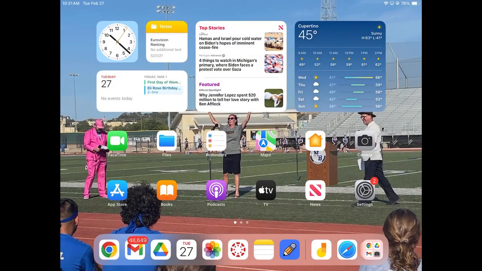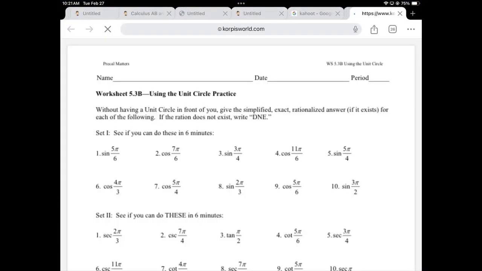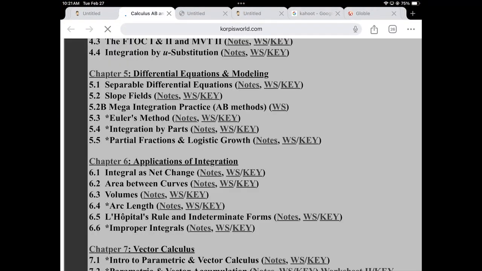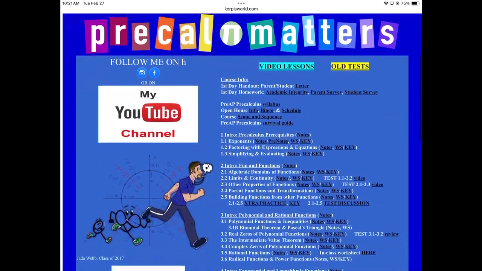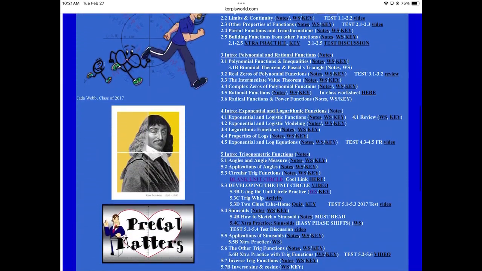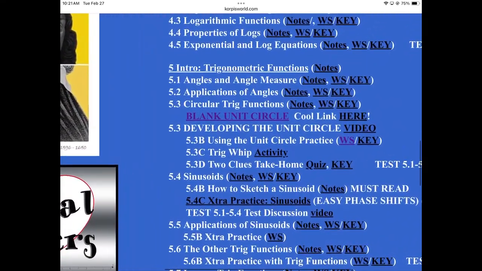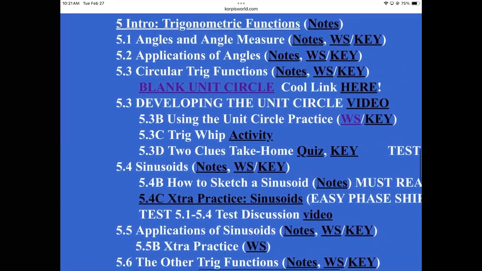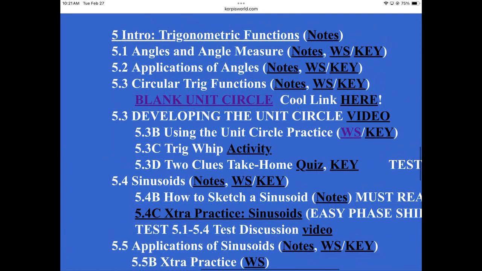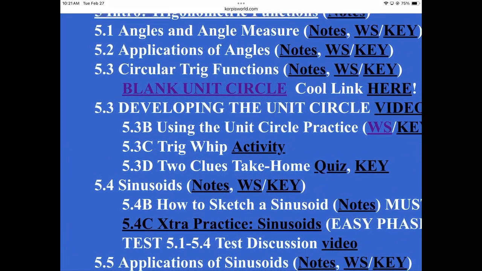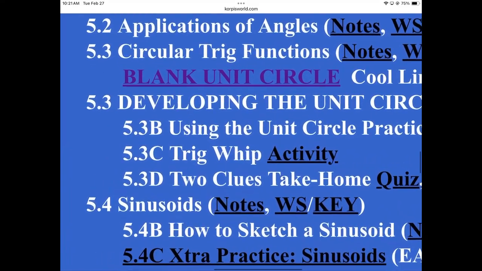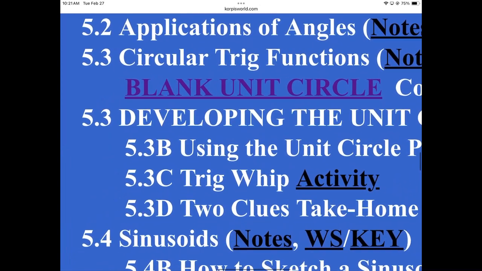I'm not going to put it into Canvas, but if you want, you can go to your favorite website, which is not Kahoot. Your favorite website, hopefully, is Korpi's World. Go to Pre-Cal Matters and scroll down to 5.3. There are 2 different 5.3s, with all kinds of stuff in them. But do you notice that on 5.3, right below circular trig functions, it says blank unit circle?